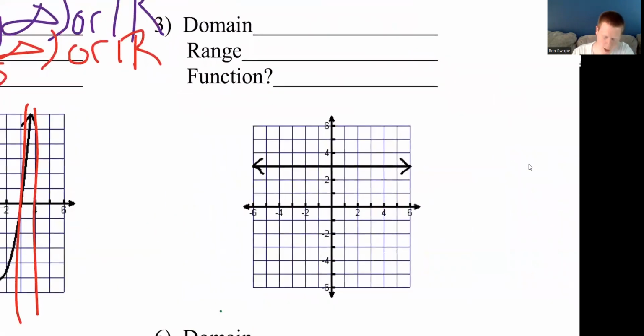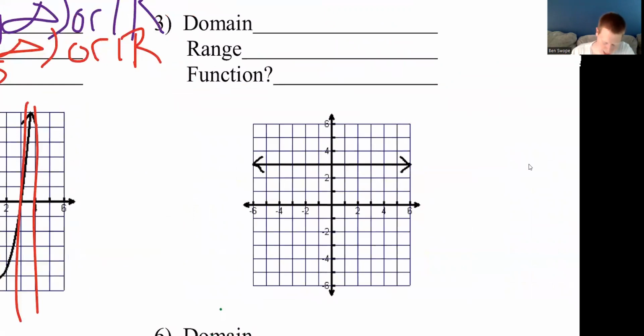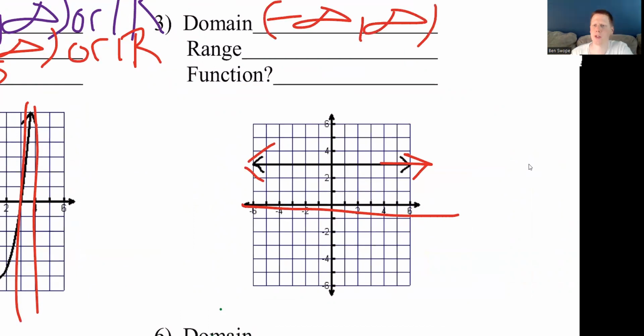This one's kind of unique, a horizontal line. So domain is honestly not super exciting. It goes left and right forever. So very similar to the one we just did. That would be negative infinity to infinity, or you could write the all real numbers symbol. The range is just the up and down.